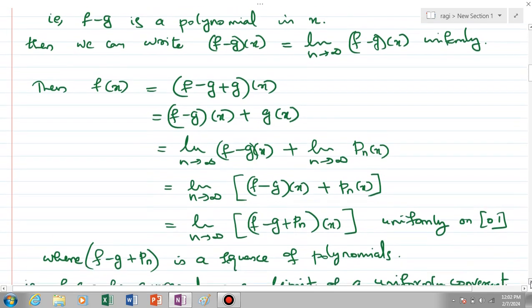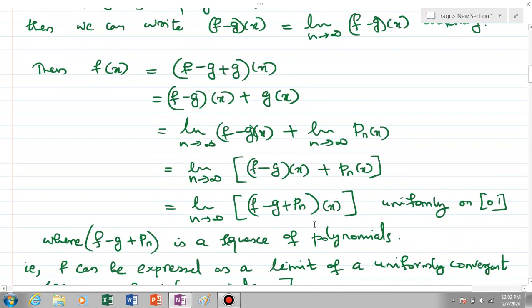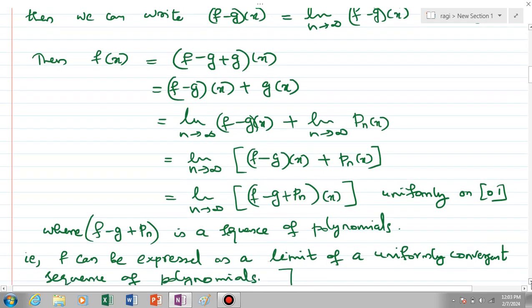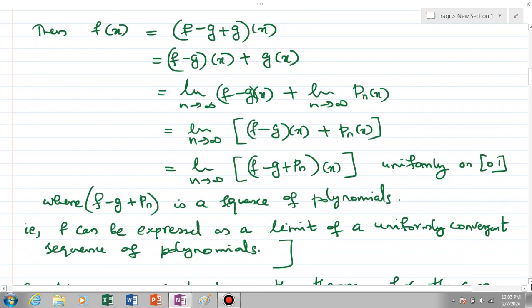We know that the Pn are the polynomials obtained, and f minus g is clearly a polynomial, and so we obtain that the function f(x) is equal to the limit as n tends to infinity of (f minus g) plus Pn(x). That is, f minus g plus Pn is a sequence of polynomials which converges uniformly to the function f(x). That is, f can be expressed as a limit of a uniformly convergent sequence of polynomials.